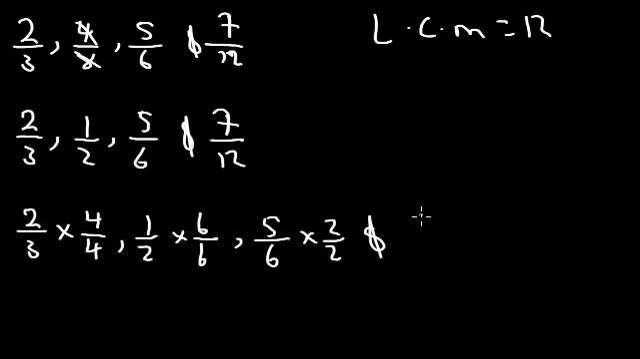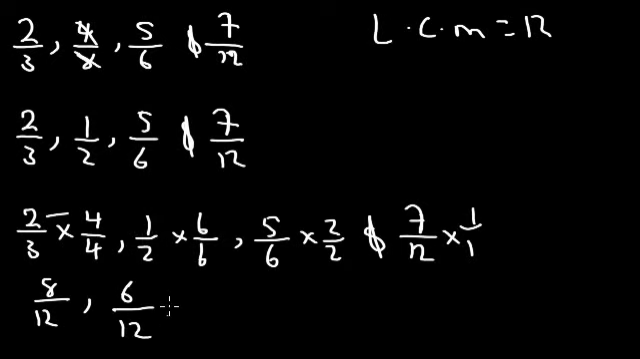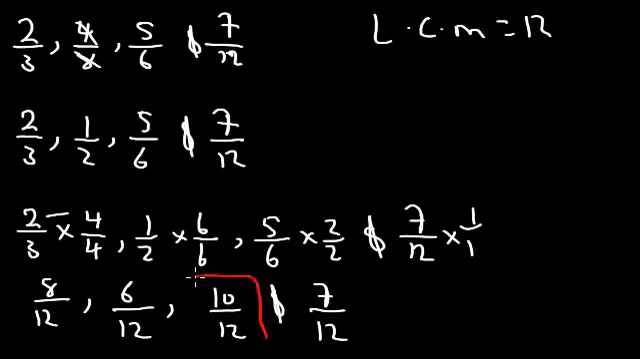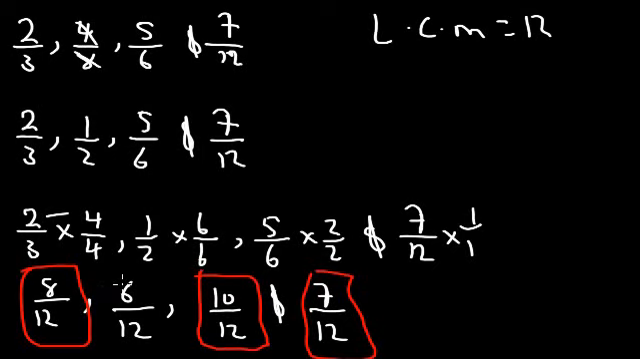And for the last one, 7 over 12. So dividing 12 by 12, that's just 1. I'm multiplying both sides by 1 over 1. So let's simplify. 2 times 4, 8 over 12. 1 times 6, 6 over 12. 5 times 2, 10 over 12. And 7 times 1, 7 over 12. Now, judging what we are seeing right now, we can clearly see that 10 over 12 is the bigger fraction right here, followed by 8 over 12, then followed by 7 over 12, and lastly, we have the smallest one, which is 6 over 12.